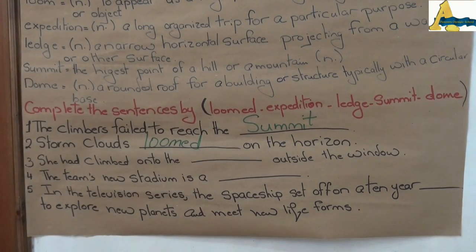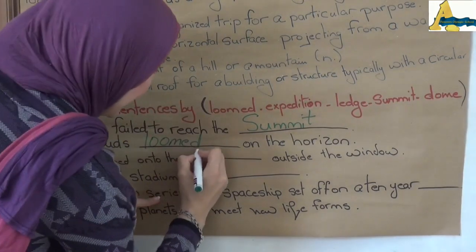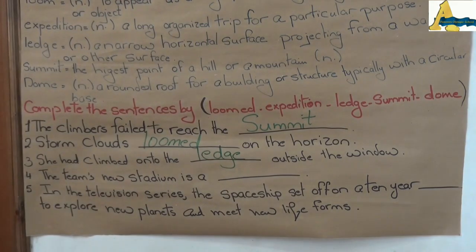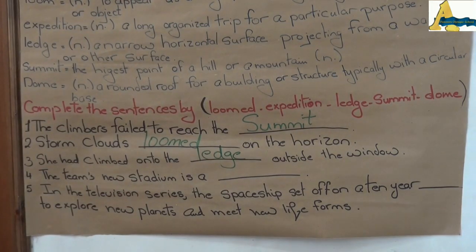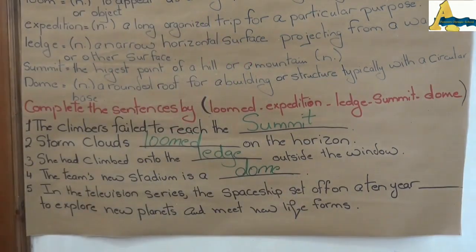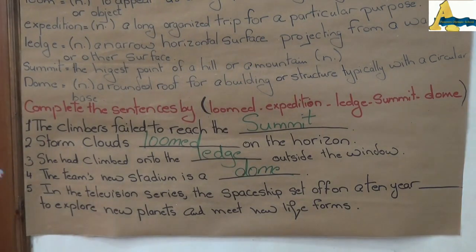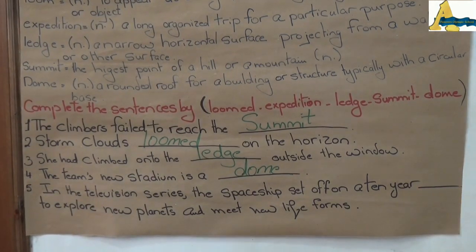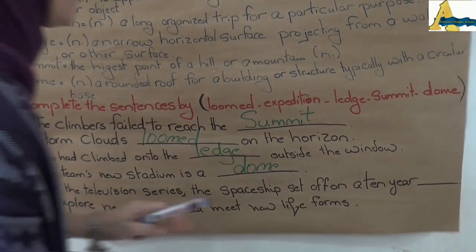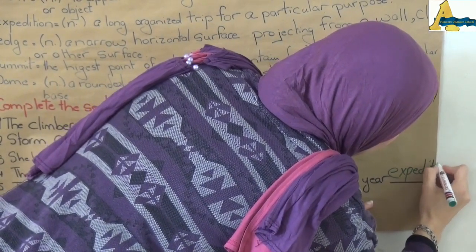She had climbed onto the outside window, onto the ledge outside the window. The team's new stadium is a dome. Its top is built in the form of a dome. In the television series, the spaceship set off on a 10-year expedition to explore new planets and meet new life forms. So a 10-year expedition, a trip for a purpose, expedition.